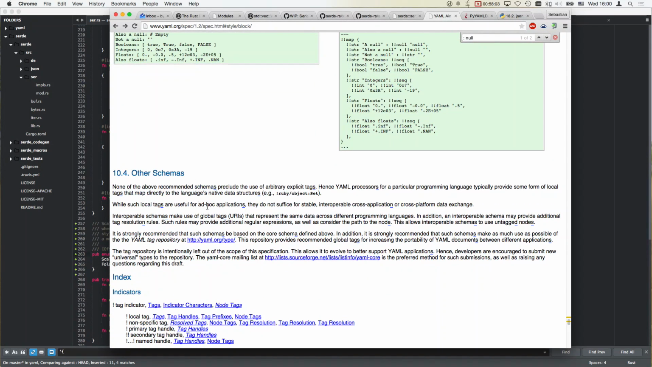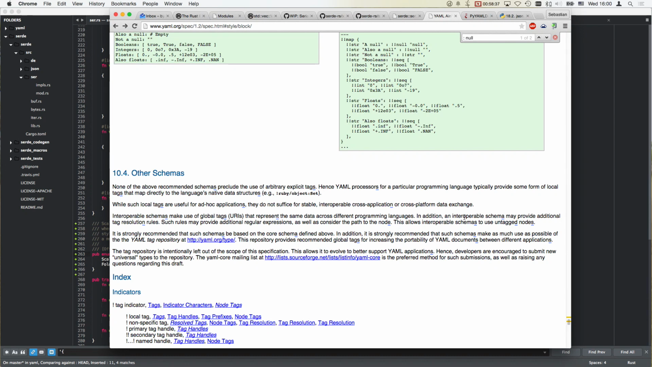None of the above recommended schemas preclude the use of arbitrary explicit tags. Hence, YAML processors for a particular programming language typically provide some form of local tags that map directly to the language native data structures. I see. So Ruby and stuff. While such local tags are useful for ad hoc applications, they do not suffice for stable, interoperable cross-application or cross-platform data exchange. Interoperable schemas make use of global tags, URIs, that represent the same data across different programming languages. So that's probably the YAML ones.